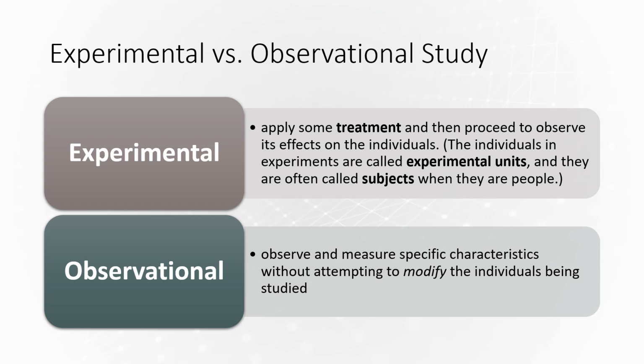We typically obtain data from two distinct sources, experimental and observational studies. In an experiment, researchers actively intervene by applying a treatment and observe its effects on individuals. In an observational study, researchers observe and measure characteristics without attempting to modify the individuals being studied.